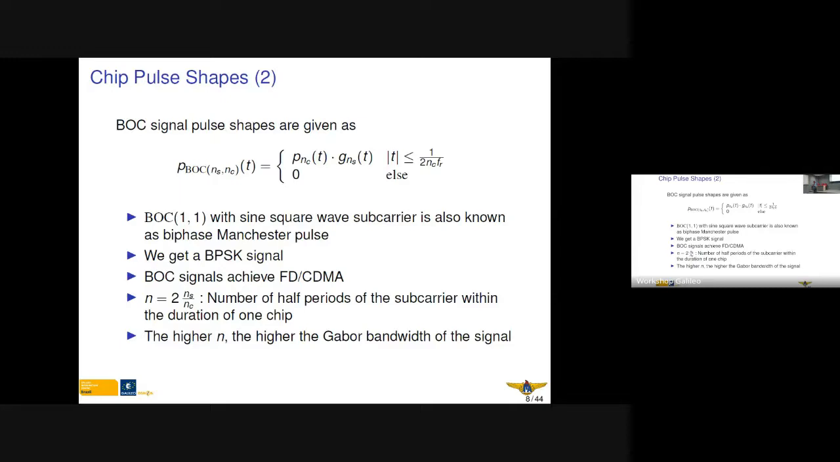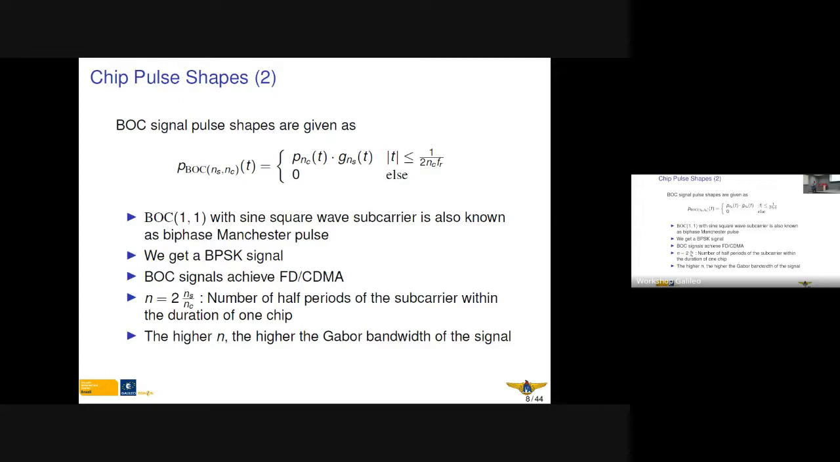So what we can see here is that for higher n, if we have a higher subcarrier rate, then we have a higher n, and this means that more power will be pushed to the band edge, and that we have a lower Cramér-Rao bound that we can achieve. On the other hand, we discussed yesterday also, the side lobes of the autocorrelation function will increase, and we can see this now on the following slides.